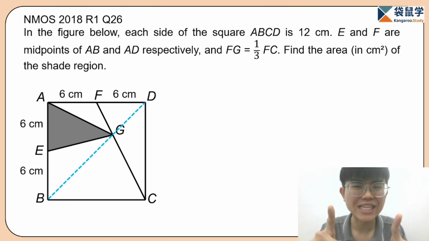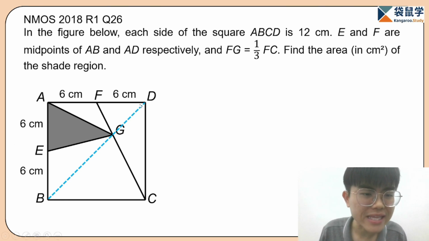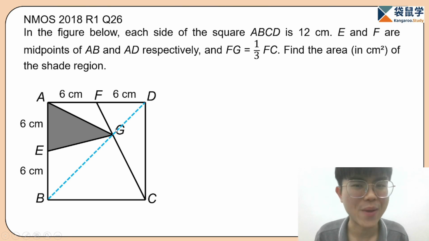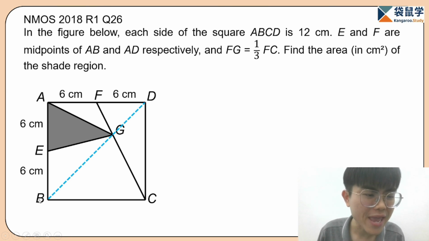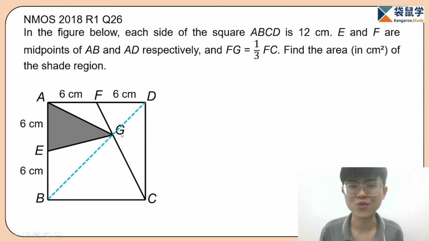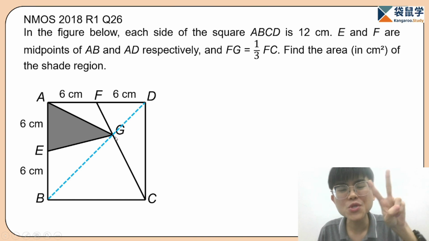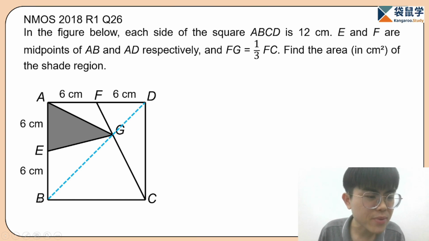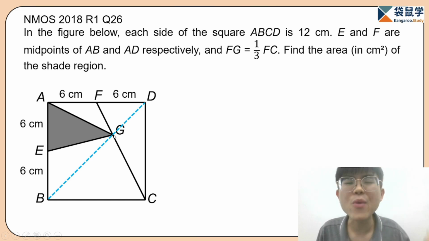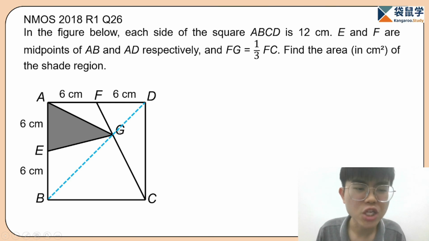Can you see any relationship now? Oh, we can see that the triangles ADG and BCG are actually half of the square. And also the triangles ABG and DCG are also half of the square. And you can see that for the triangle ABG, there are actually two triangles right here, which are BEG and the triangle that we want to find, the AEG.